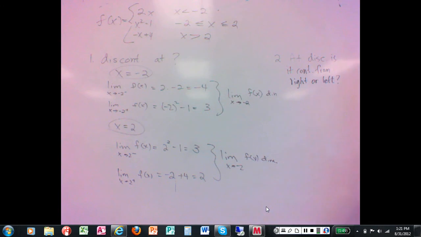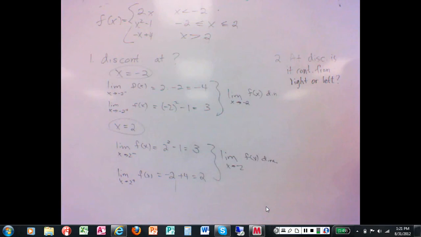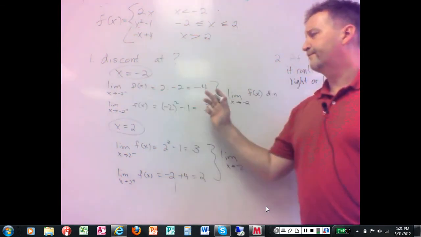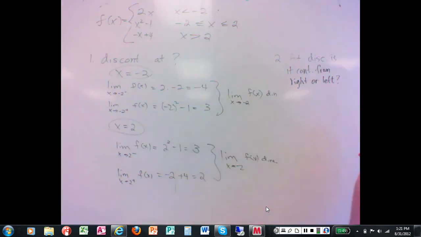Well, continuous from the right or left has to do with the limit from the right, the limit from the left, and the function value for that particular value. So let's start with negative 2. At x equals negative 2, the limit from the left is negative 4, the limit from the right is 3. So all I need to do is see which of those matches up with the actual function value.